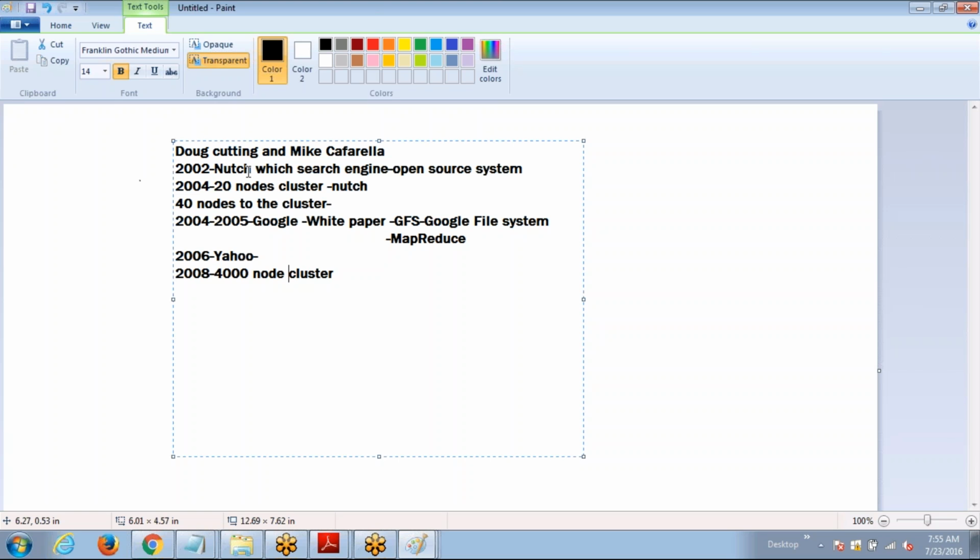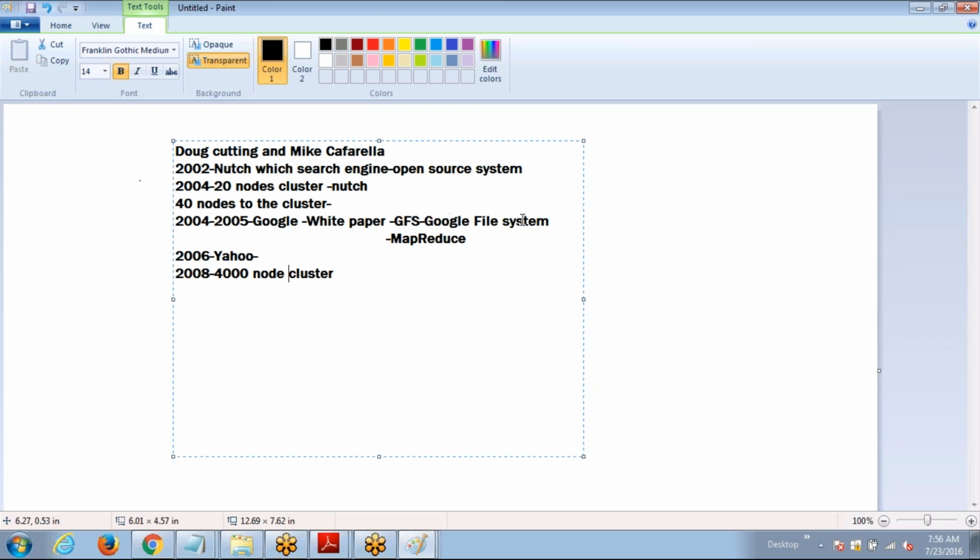Okay, in 2002 they started working on the Nutch project, which is an open source search engine where you can get the source code and customize it. They succeeded in 2004 with a 20 node cluster, and they started adding more nodes to the Nutch cluster, but they were not able to succeed with the 40 node cluster. At the same time, luckily, Google released two white papers: GFS, the Google File System, and on top of that, MapReduce.